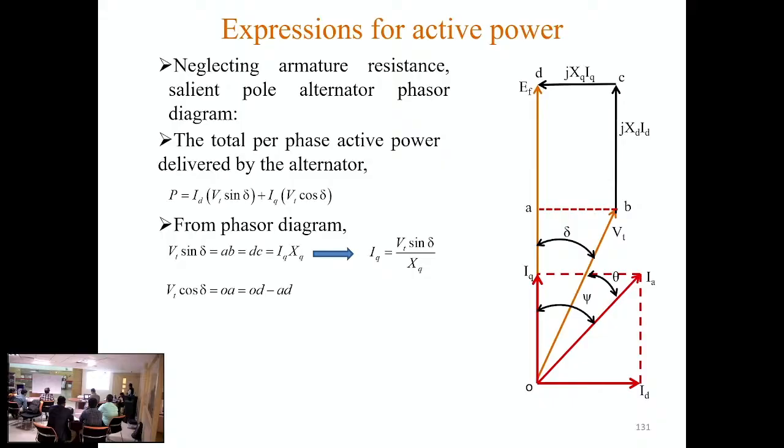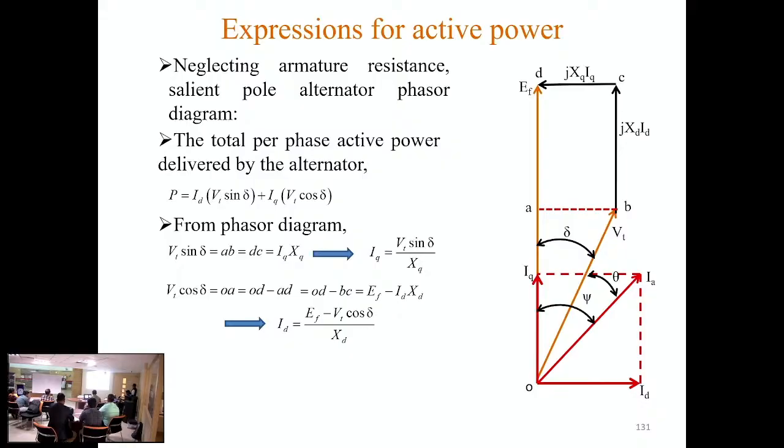And Vt cos delta is this length, which is equal to this length OD minus AD. What is this OD? OD is EF. What is this AD? AD is BC, which is xd Id. So here Vt cos delta equals EF minus Id xd. From there we can write Id equals EF minus Vt cos delta, divided by xd. So we can write in this way.